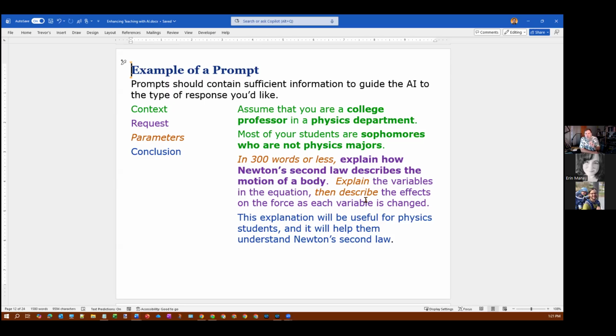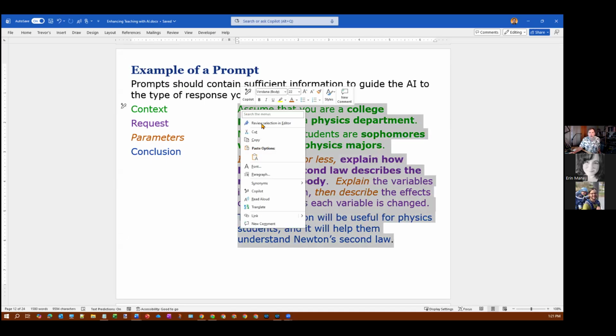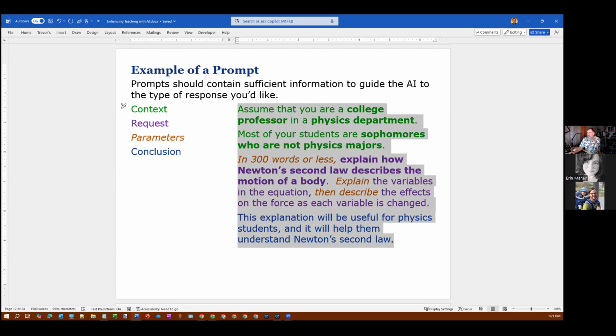Okay, the conclusion is a part that's not absolutely necessary, but it goes back to that having a plan. I want this to be useful for physics students, and it will help them learn and understand Newton's second law. So I'm going to grab this and pop it into Google Gemini.